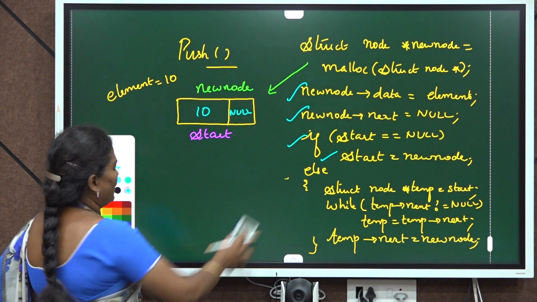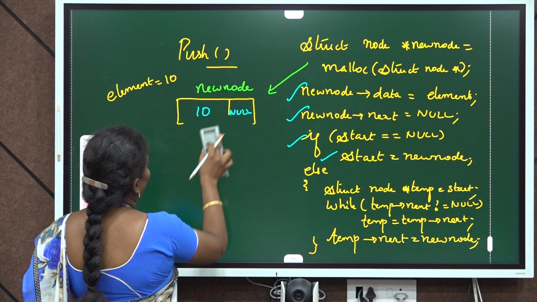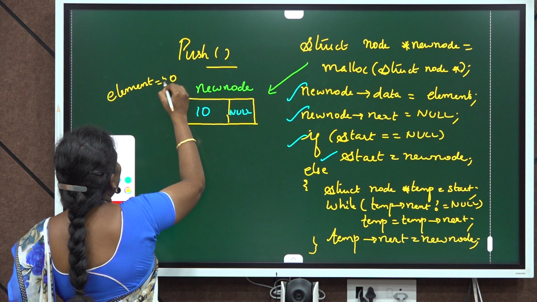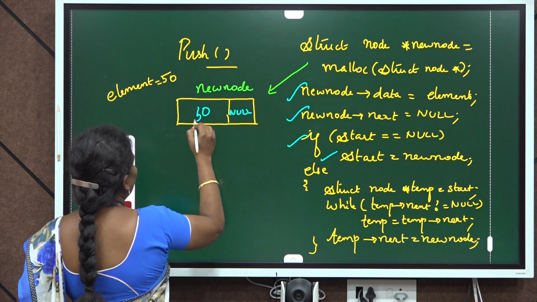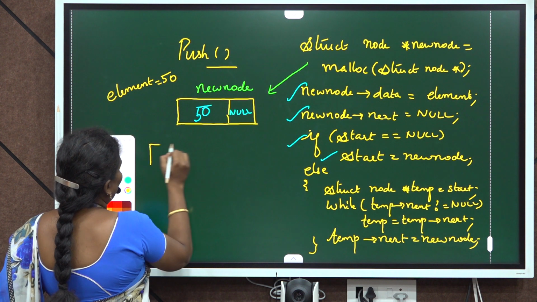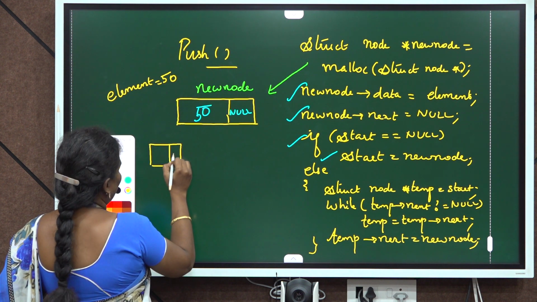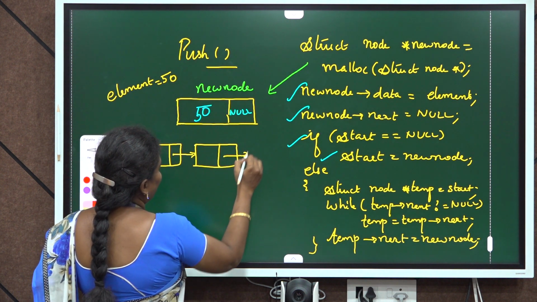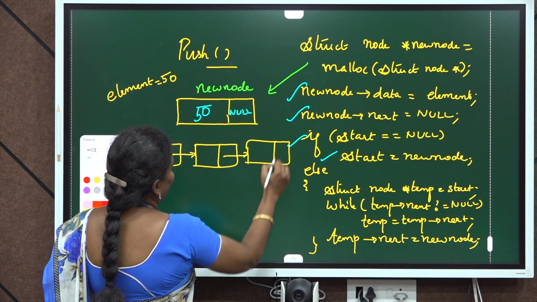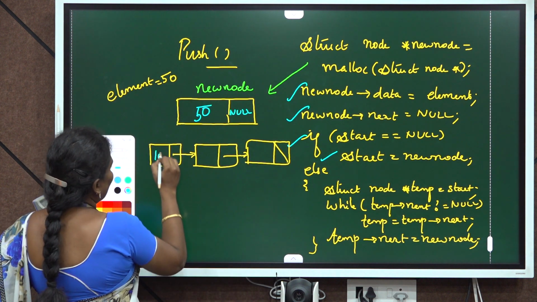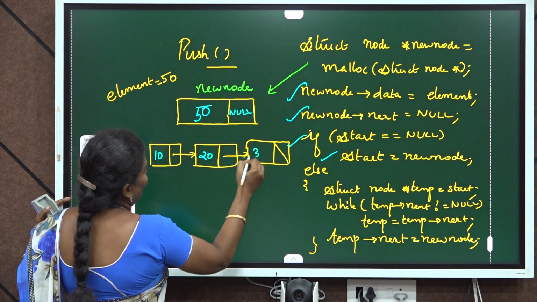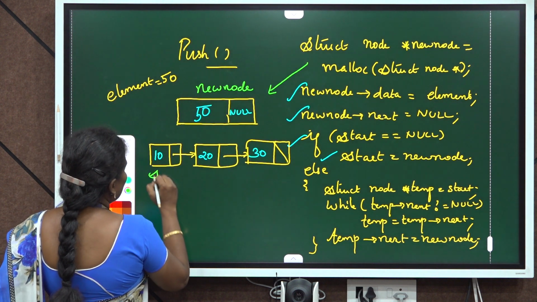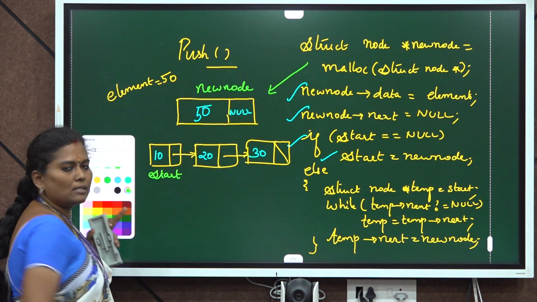Now let us go with else part. It means now we have some set of elements. So we do need this new node. Now the element value is 50. So we are going to have here as 50. It means you have some stack values. Let us imagine the stack is having some 3 values as 10, 20 and 30. And here this first node is pointed with start.